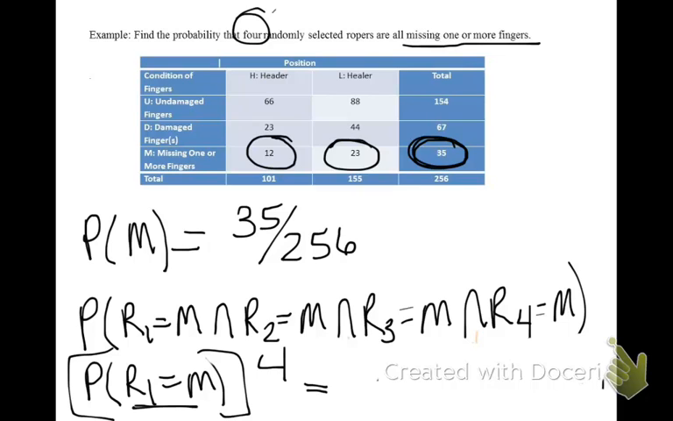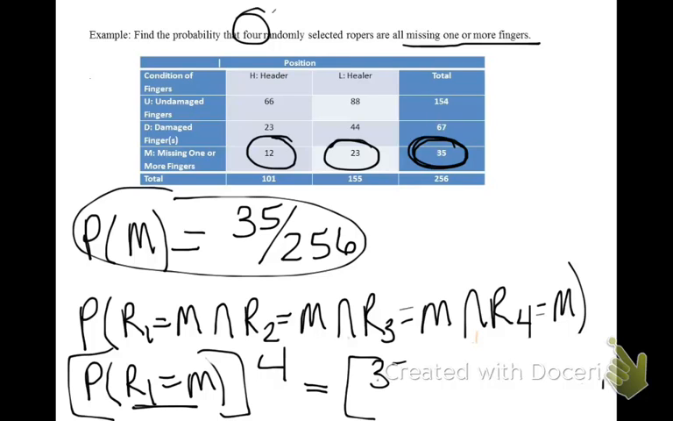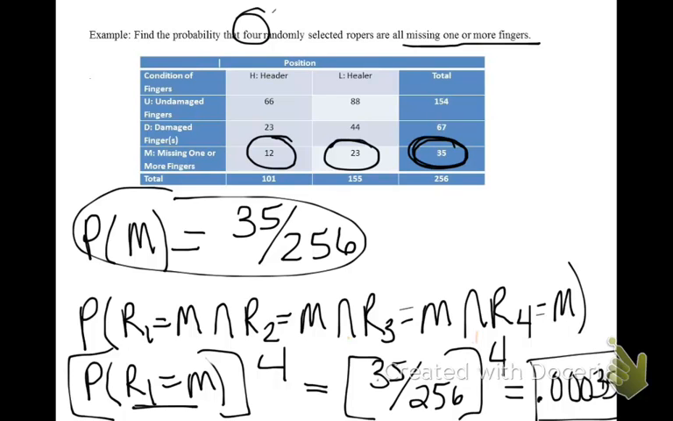So if I plug in the value for this, the probability of a roper missing a finger, and raise it to the 4th power, that will give me back my answer, 0.00035. Because this number is so small, the chances of this are very unusual. This is an unlikely event.